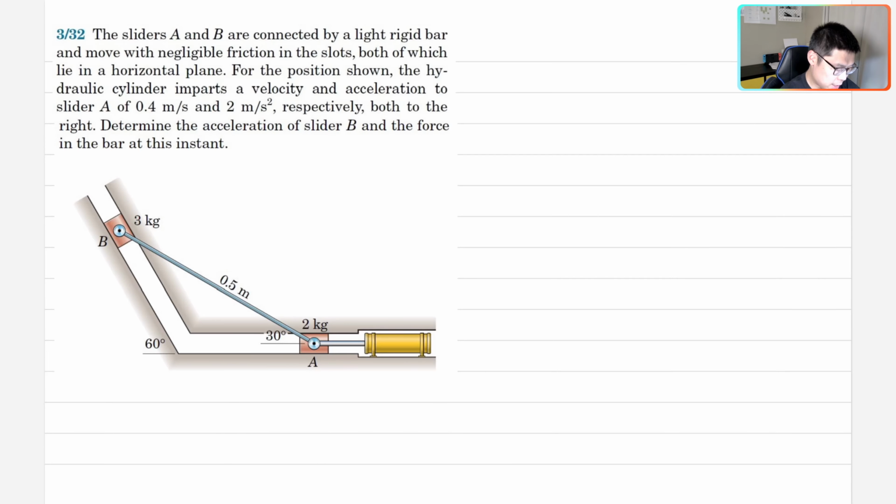This is Lecture 9, Example 3/32. Please make sure you read the question first.